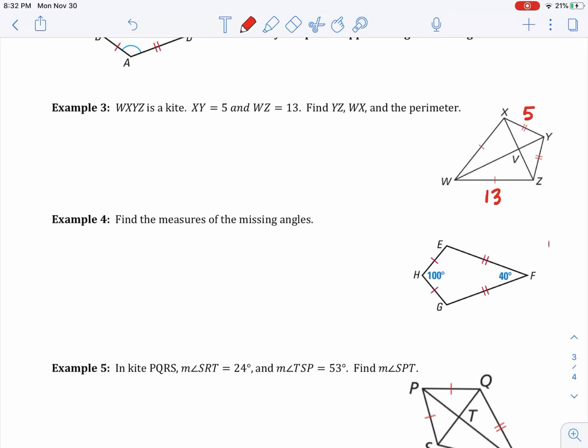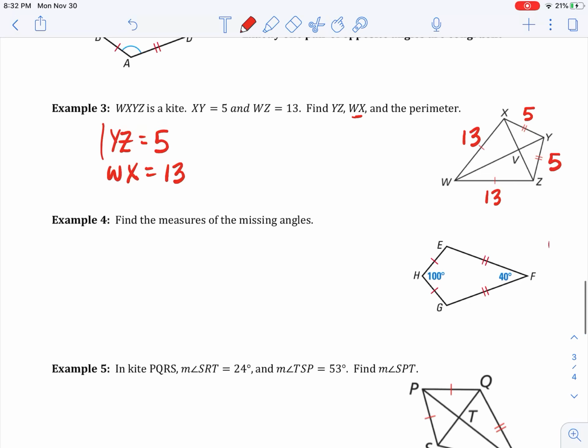So our missing YZ, if we ask what YZ is, it's going to be 5, just like XY, right? It's going to be 5. And then WX is the other thing they want. That's going to be 13, just like WZ was. So WX is going to be 13. So you always have the sides matching up like that. The ones that are next to each other will be the same. So that's 2 of the answers.